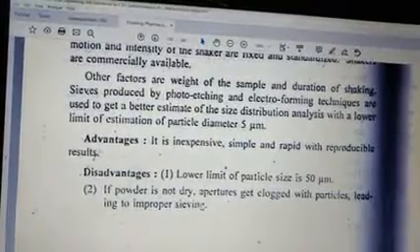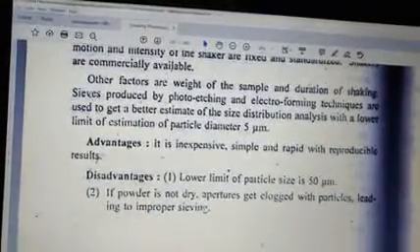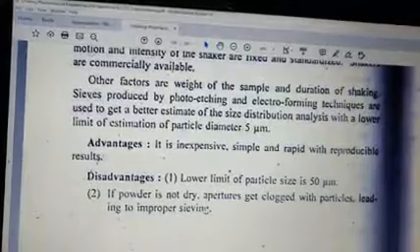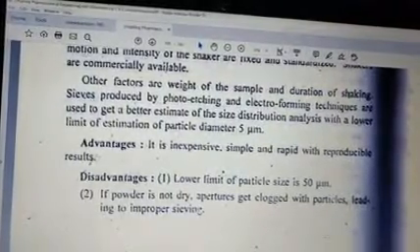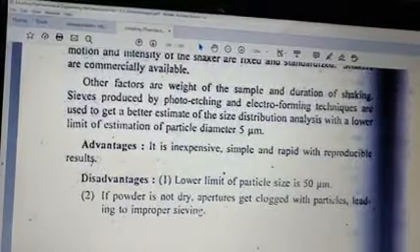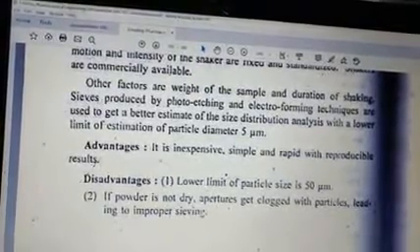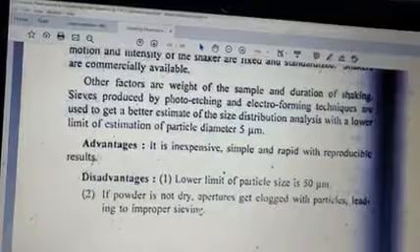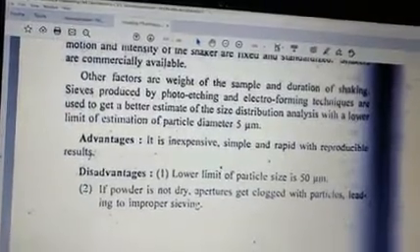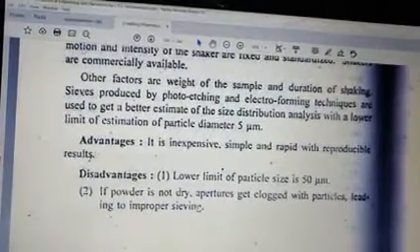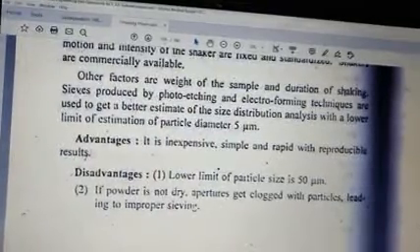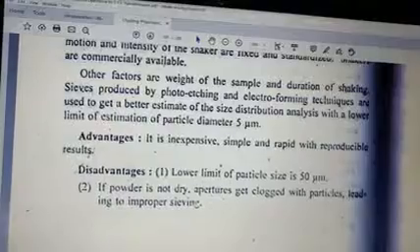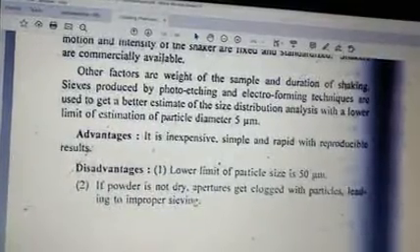As we have seen the advantage of your centrifugal method, there very fine particle size can be obtained, but very fine is not possible in your sieve methods, because a sieve can have a limit on its mesh aperture. So lower limit is 50 microns, below that you cannot go. And if powder is not dry, that is moisture, I told you the problem about moisture. So if the powder is not dry, apertures get clogged with particles, leading to improper sieving.